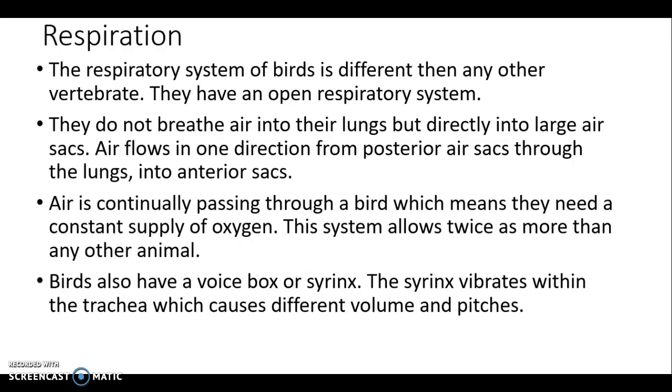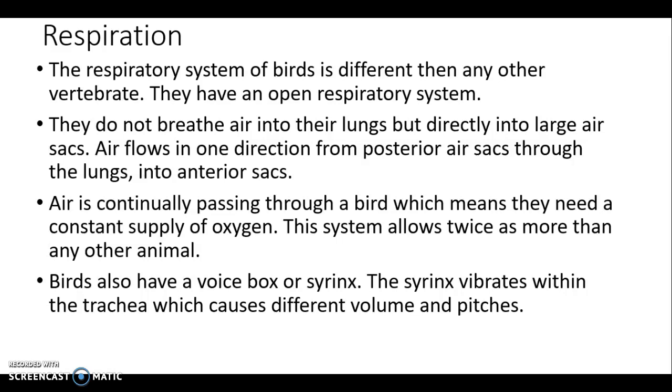Respiration. The respiratory system of birds is different than any other vertebrate. They have an open respiratory system. They do not breathe air into their lungs, but directly into large air sacs. Air flows in one direction from posterior air sacs through the lungs to the anterior sacs. So it's a continual air supply, an open respiratory system. Ours is not open. It goes down our throat to our alveoli, which are opening and closing, those little tiny air sacs. Theirs continues to move through the posterior and anterior sacs.